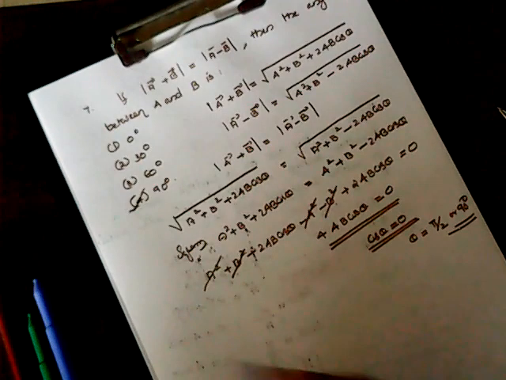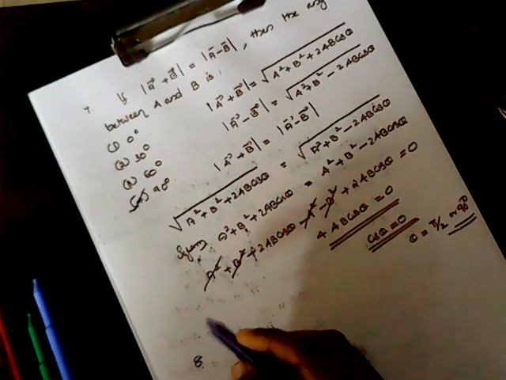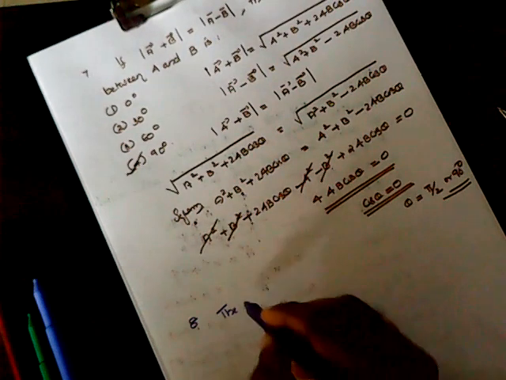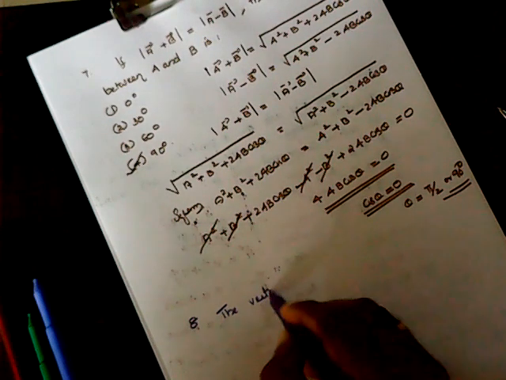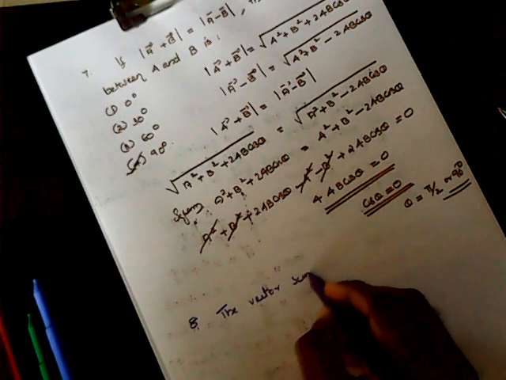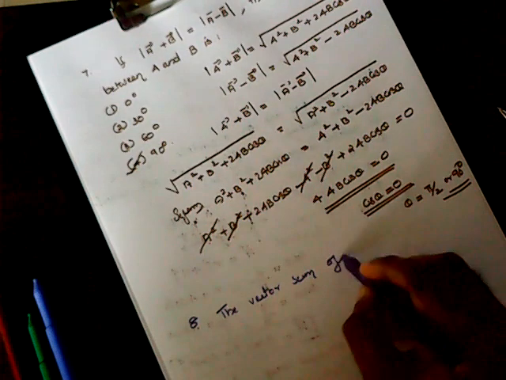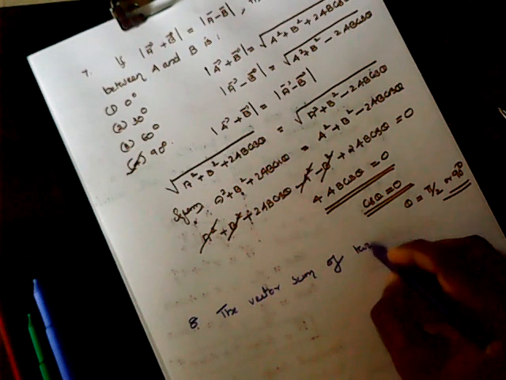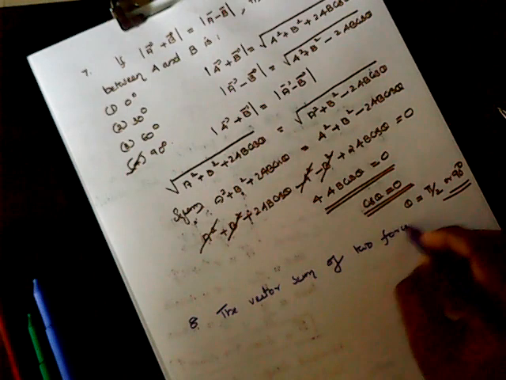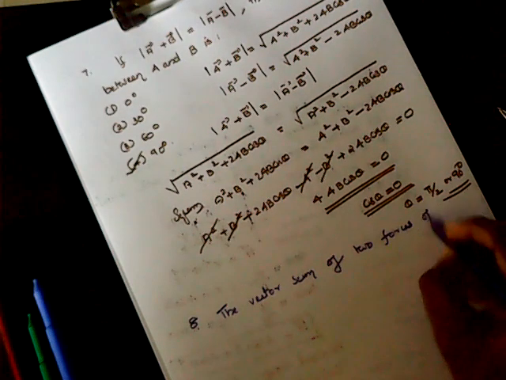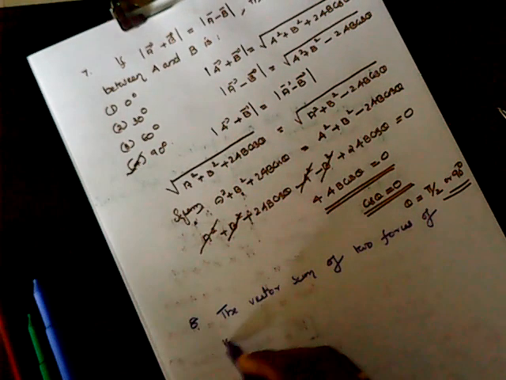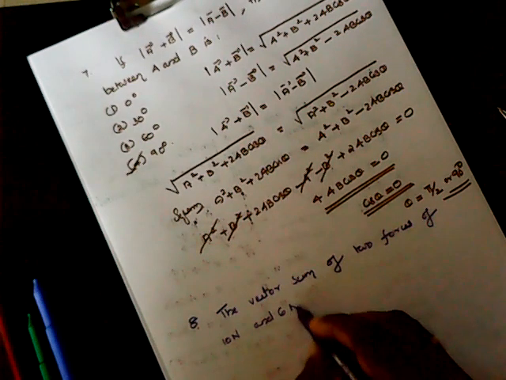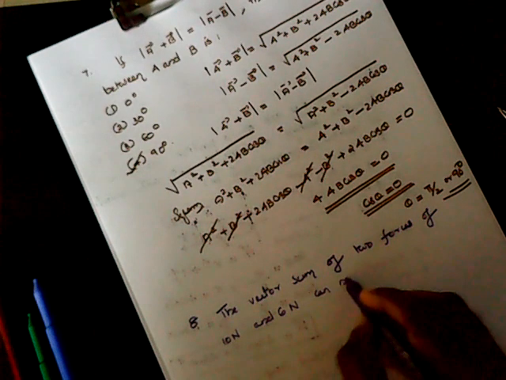Next question, number 8. The vector sum of two forces of 10 Newton and 6 Newton cannot be.